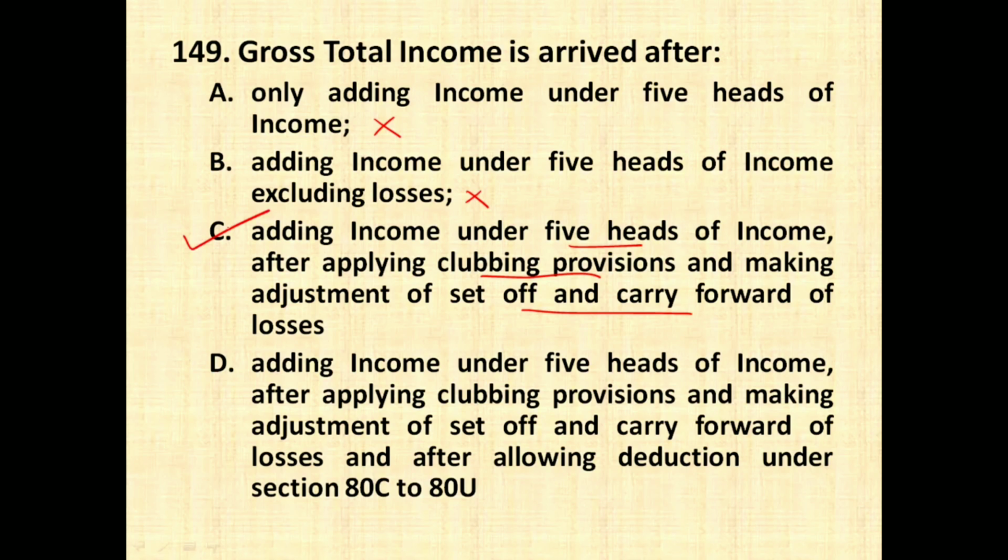So gross total income is nothing but adding income from salary, income from house property, income from business or profession, income from capital gain, and income from other sources. And then you have to add clubbing of income if there is any, and you have to adjust the set off and carry forward of losses if there are any. Once you get gross total income, from that if you deduct the deductions from 80C to 80U, then whatever you get is called net total income or taxable income.